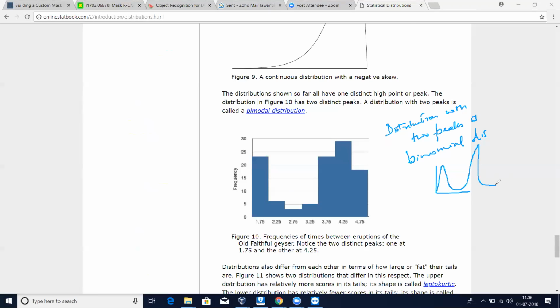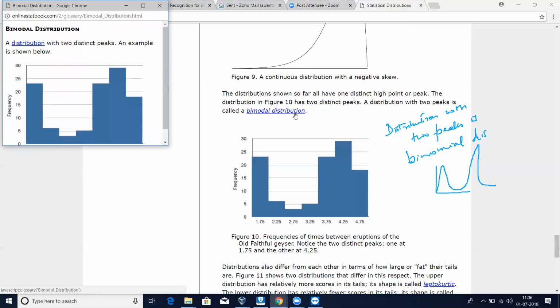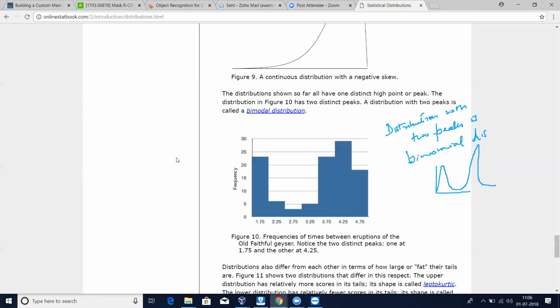But there could be n peaks also, or no? That is another category. Two peaks is for binomial distribution. And there is a formula for this curve also. Understood, right? The normal distribution curve or the binomial distribution curve, there is a formula. Everything has a formula, every line. Here also you're finally forming a line, isn't it?